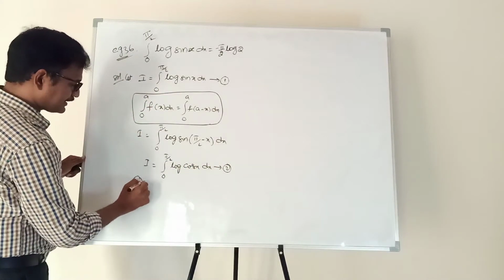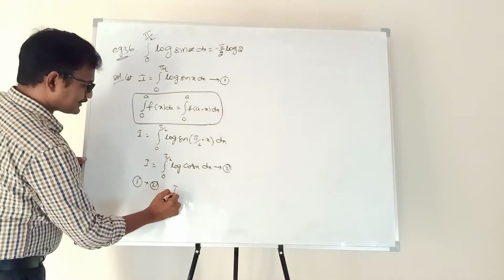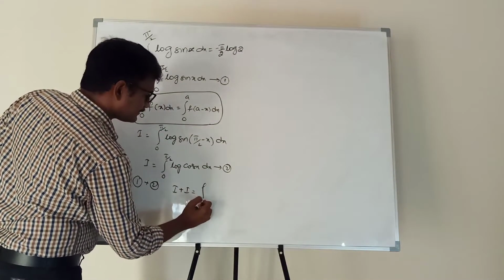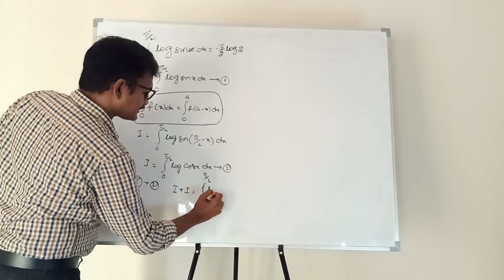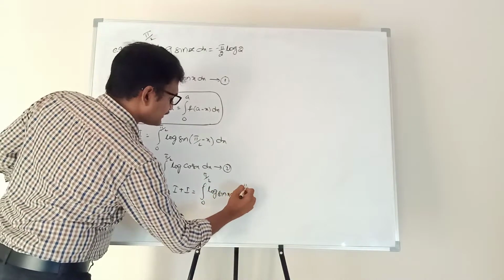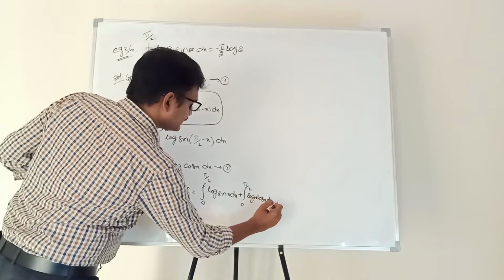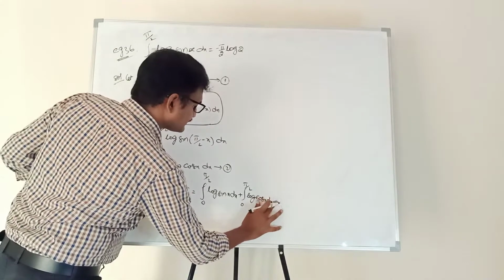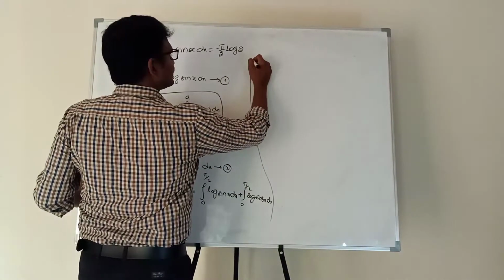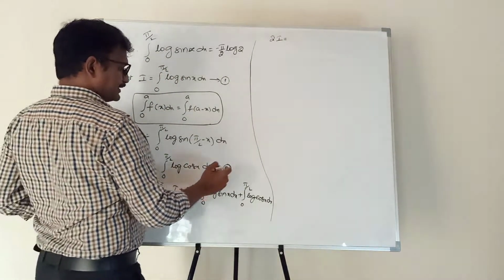Adding equation 1 and equation 2. On the left hand side, I plus I is equal to 0 to pi by 2 log sin x dx plus 0 to pi by 2 log cos x dx. And from the left hand side we will get I plus I, that is 2I is equal to 0 to pi by 2.